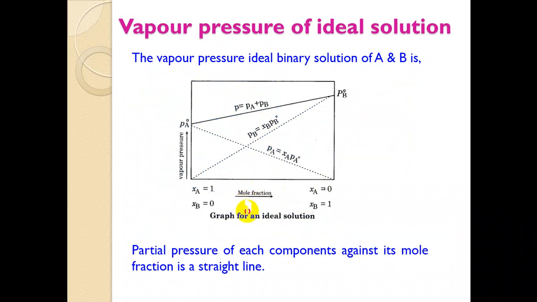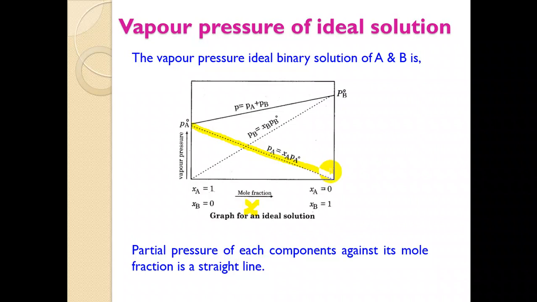The x-axis is mole fraction X, and the y-axis is the vapor pressure of solute or solvent. If you draw a plot between mole fraction and vapor pressure, say for example the vapor pressure of solvent A, you will get a straight line like this. According to Raoult's law, the vapor pressure of A decreases proportionally with its mole fraction. When the mole fraction decreases, the vapor pressure keeps decreasing linearly. That's why we are getting a straight line.